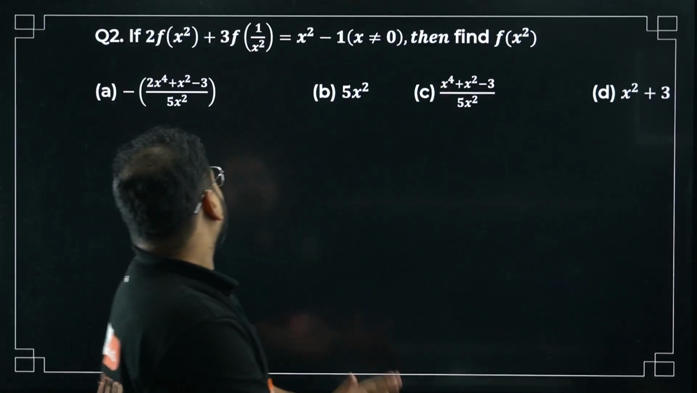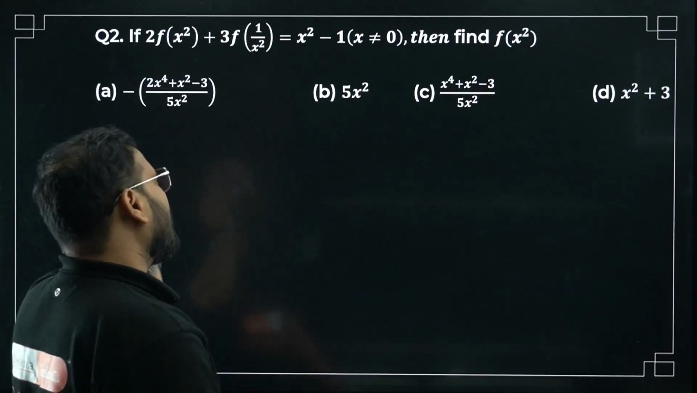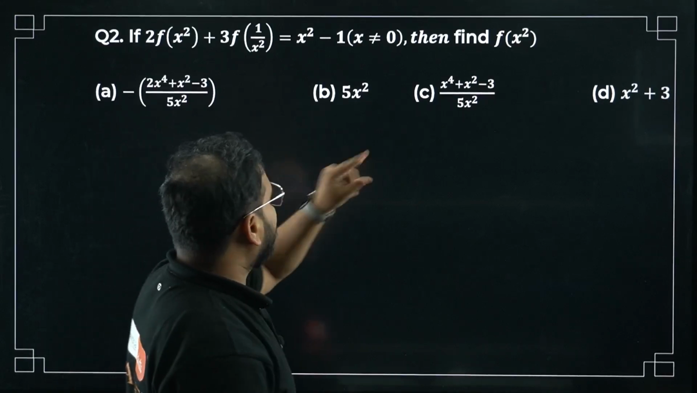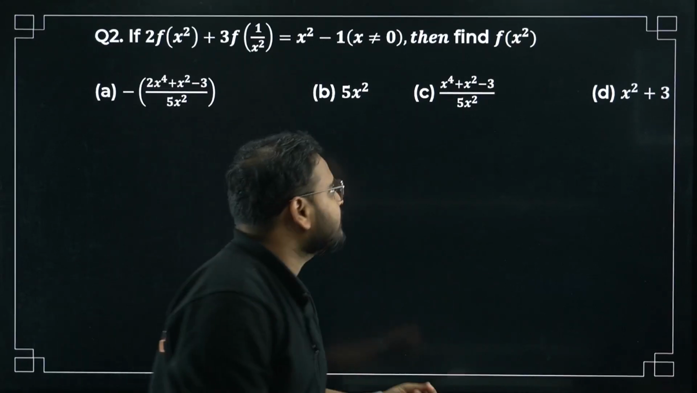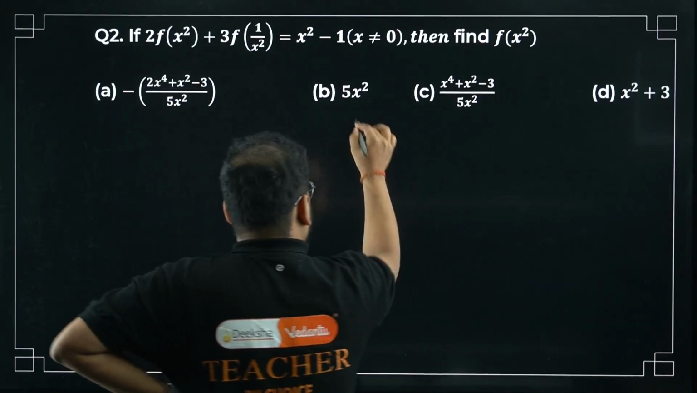Question number 2 now. 2 times f(x) square plus 3 times f(1 upon x square) equals x square minus 1. This thing is given. Find f(x) square. Okay, how can you do that? So let's write this equation first. I'll take this as equation number 1.